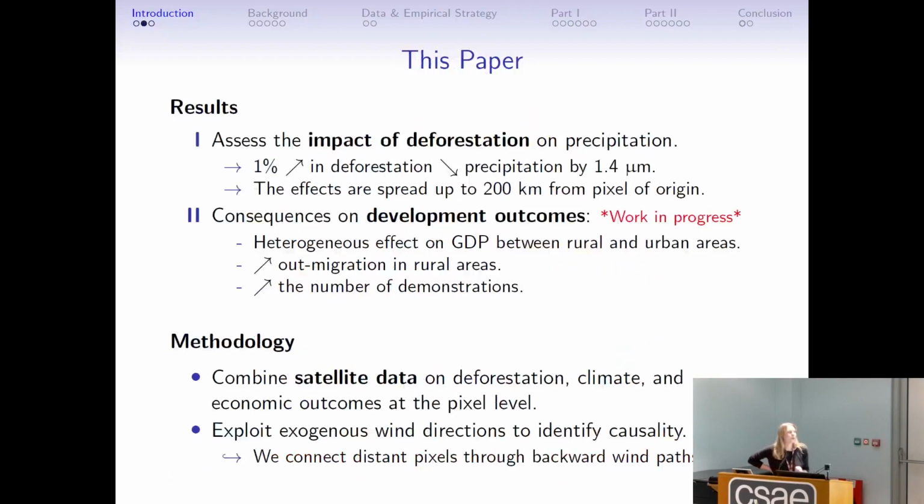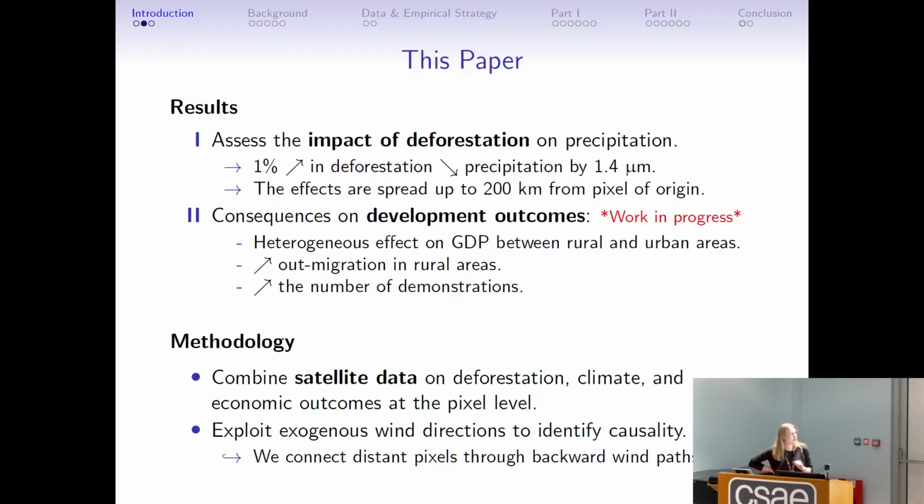West Africa. So the paper is divided in two parts. The first part will be to assess the impact of deforestation on precipitation. So we show that a 1% increase in deforestation decreases precipitation by 1.4 micrometers, which is broadly 5% of the precipitation compared to the mean. And the effects are spread up to 200 kilometers away from the deforested pixel.